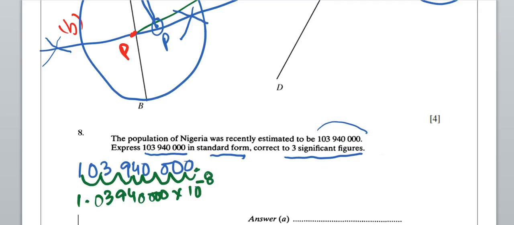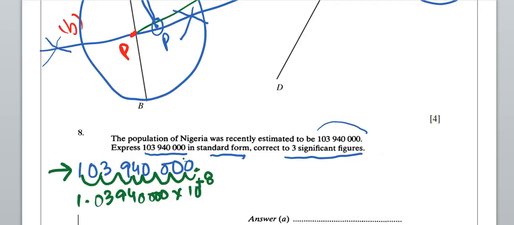The very easy rule is that if the value of the number is decreasing, before that this was 103 million, and now it is 1.03, so the value of the number has decreased, so the power must increase. So this will be plus 8. 1.03940000 multiplied by 10 raised to the power 8. This is a simple rule you should follow: if the value increases, the power will decrease. If the value decreases, the power will increase. So that was the first part, writing this number in standard form.